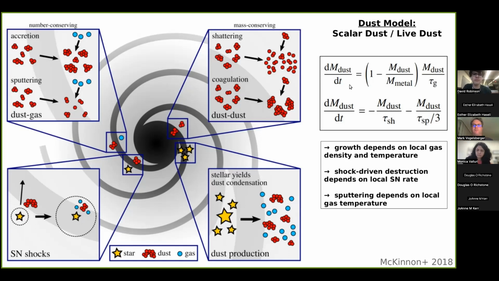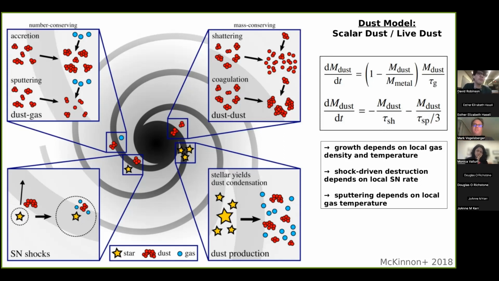So one of them is a growth and the other one is a destruction equation. Yeah, so the dust can go up or can go down. And the only thing that goes into this scalar dust model are timescales for the growth and for the destruction, effectively in terms of tau_sh and tau_sp. And what we are using in THESAN, so the large volume simulation, is the scalar dust model. Yeah, so we are only able to predict the overall dust abundance.